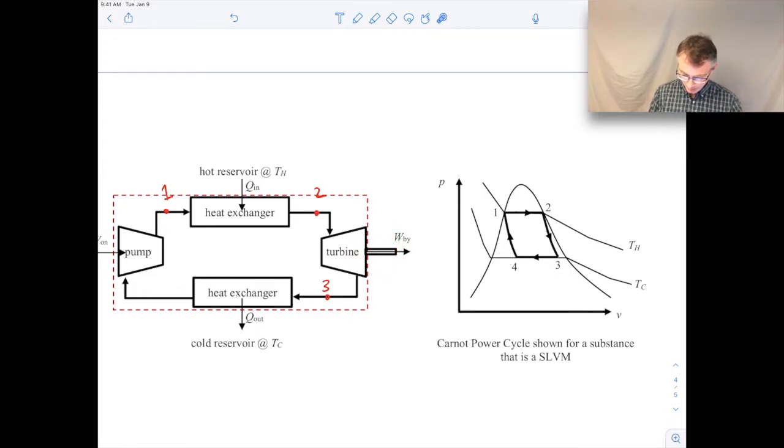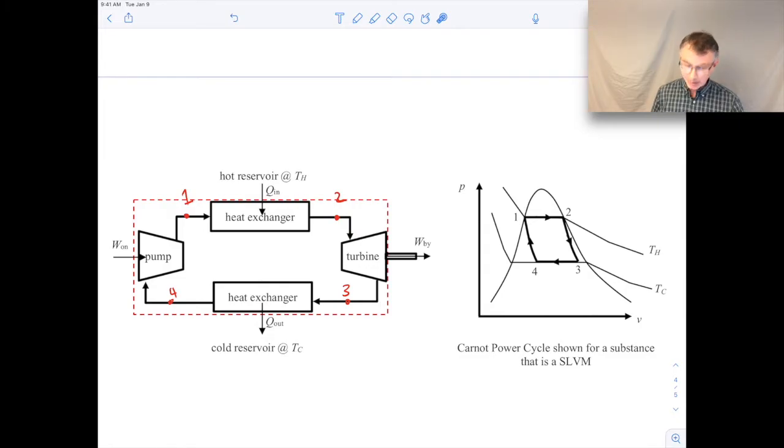And then 3 to 4 is across this other heat exchanger where we're removing some energy into the cold reservoir. So that's occurring on that cold isotherm. And then 4 to 1 is our adiabatic compression to get us back to the hot isotherm, and that occurs on our pump. So it's compressing the fluid to get us back to state 1 to complete our cycle. So that's what a Carnot cycle looks like for a saturated liquid vapor mixture situation. And here's a corresponding picture to go along with it.